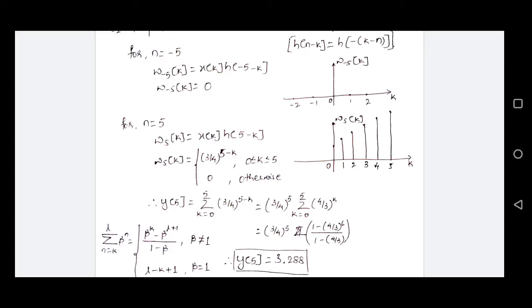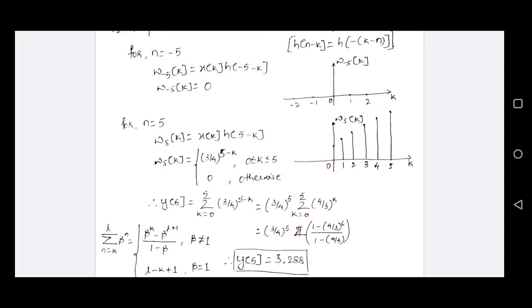If n is equal to 5, that is, if we shift the impulse response to n equals 5, the number of samples overlapping between the input and the impulse response will be only 6. That is at k equals 0, 1, 2, 3, 4 and 5. So the intermediate signal's expression will be w5 of k equals (3/4)^(5 minus k) for k between 0 and 5, and 0 otherwise. And the region of overlap has been shown here.